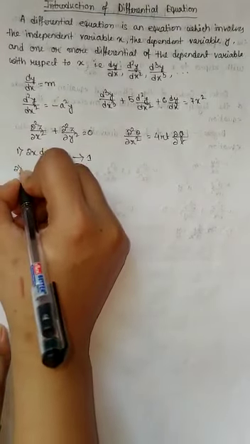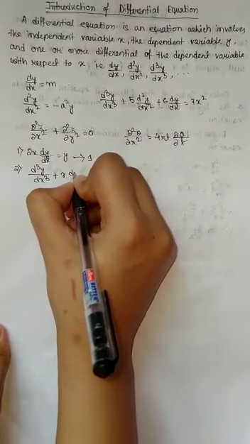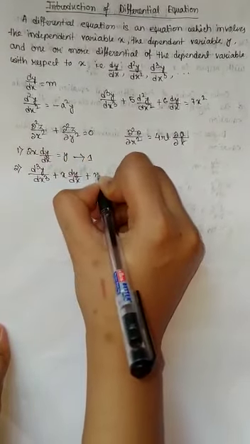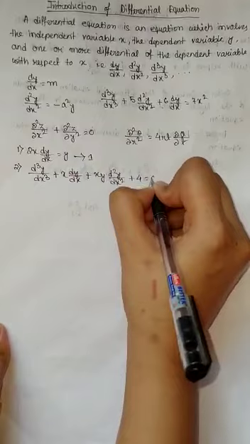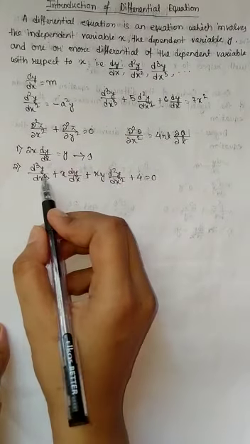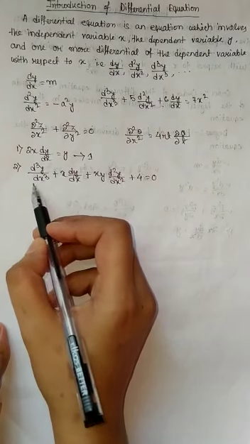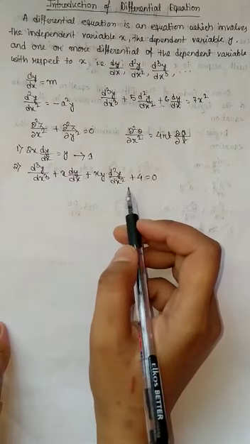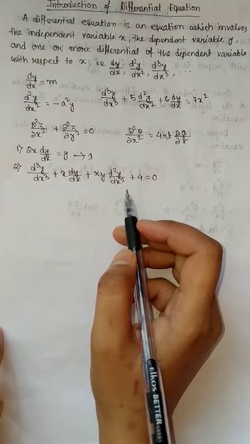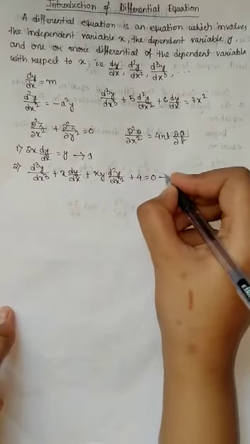Next, number 2, d3y/dx3 plus x dy/dx plus xy d2y/dx2 plus 4 equals 0. This equation contains three differential coefficients of y with respect to x, that are d3y/dx3, dy/dx, d2y/dx2. In this problem, we realize that the highest differential coefficient of y with respect to x is of order 3. So this is a differential equation of order 3.